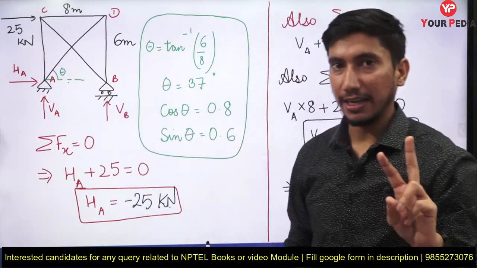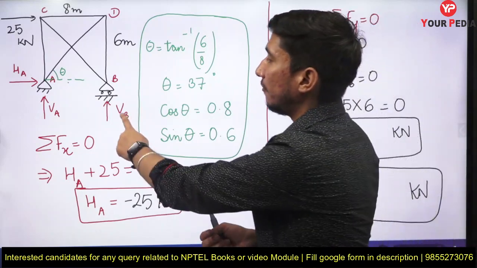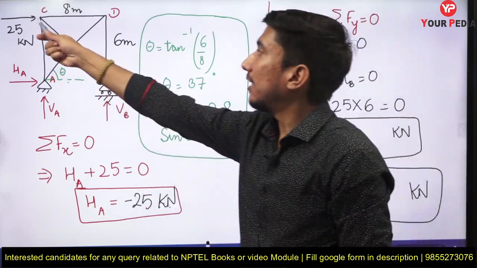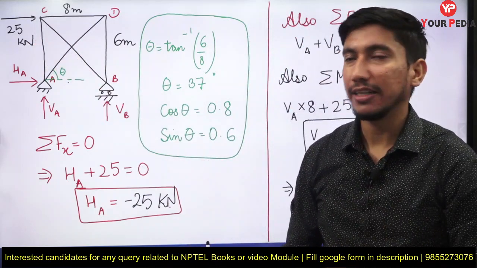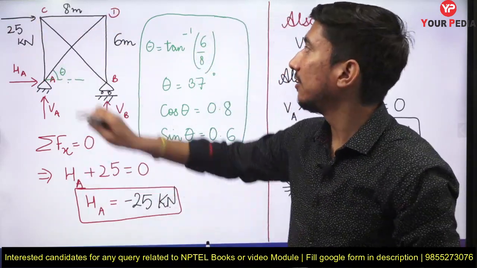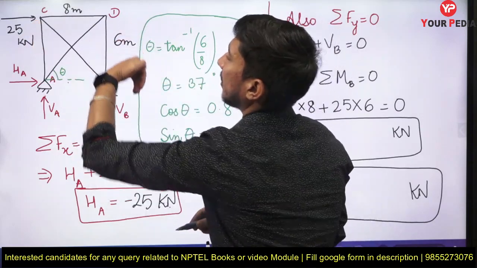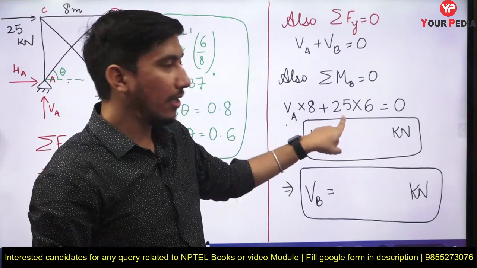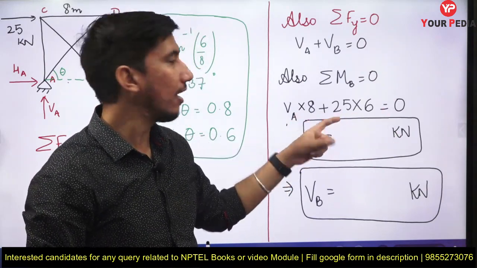HA will not create any moment about point B because the line of action is the same. VB will also not create any moment because the line of action is the same. But this 25 kilonewton can create a moment. How much moment will it create? It is creating a clockwise moment, and the perpendicular distance is 6 meters. So what I have written is VA into 8 plus 25 into 6, because both are clockwise, so I have to take the same sign, is equal to 0.